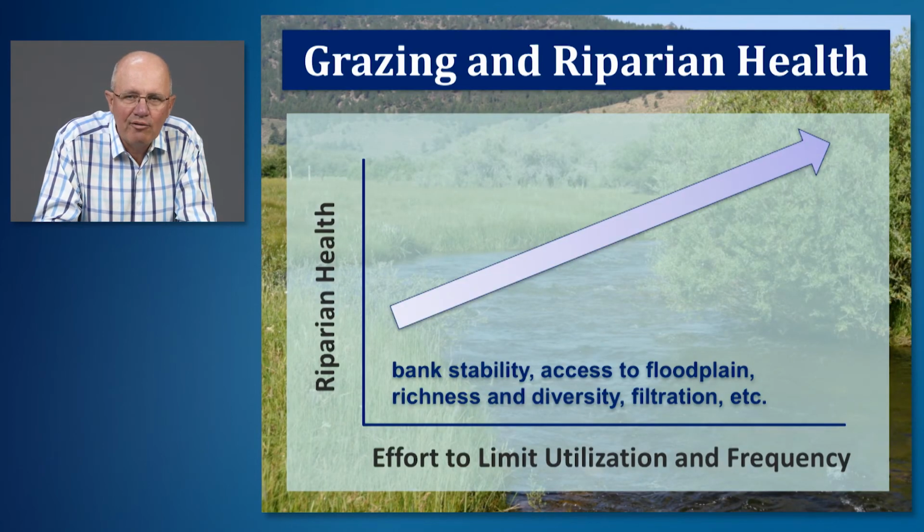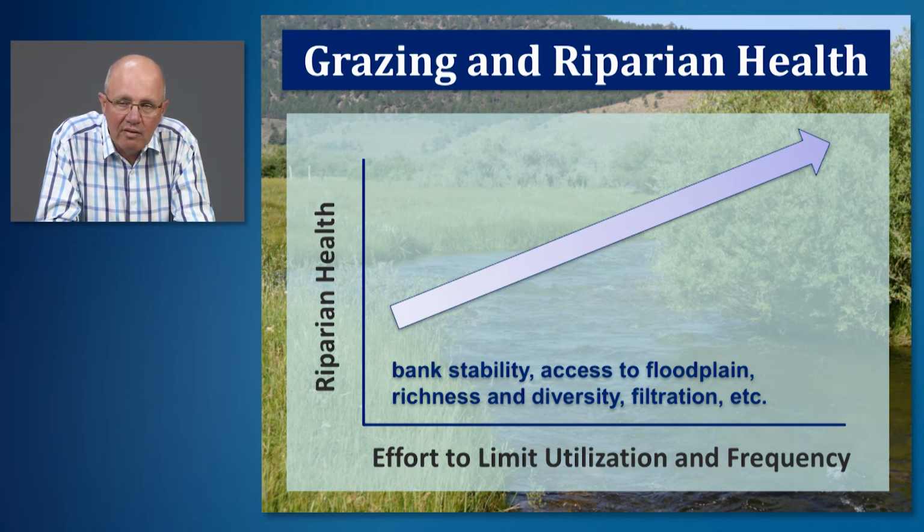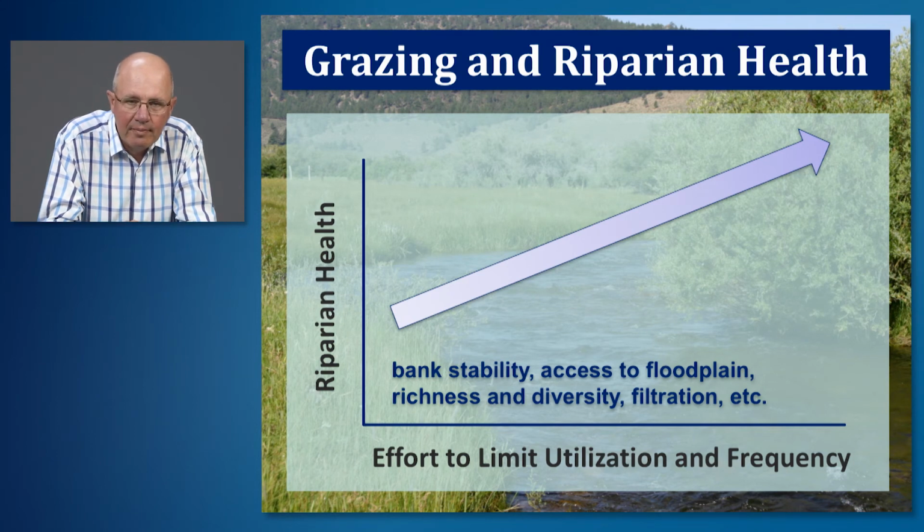Thinking about riparian-friendly grazing, then, the grazing activities that are correlated with increased riparian health, we found in general activities that represent management effort to limit or reduce livestock utilization and frequency of defoliation in riparian areas was positively correlated with outcomes such as increased bank stability, access of the water body of the river to its floodplain, increased flood attenuation, richness and diversity of in-stream macroinvertebrates or insects, filtration of water, etc.